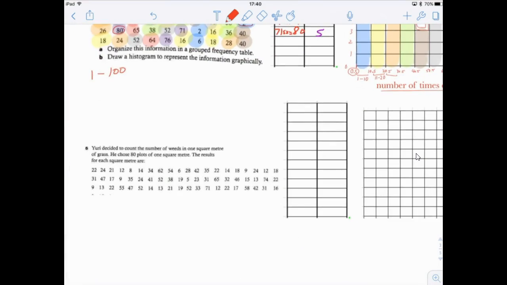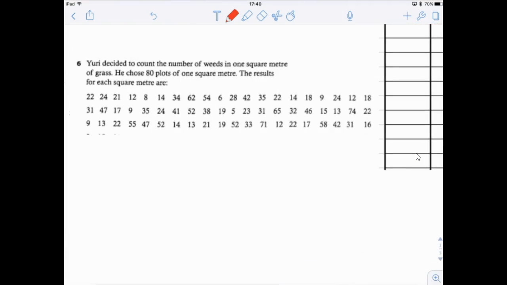The next one is very similar, except it says Yudi decided to count the number of weeds in 1 square meter of grass. He chose 80 plots of 1 square meter. The results of each square meter are as follows. And we might be able to do a similar division here. Let's see what the biggest number and the smallest number are. Looks like the smallest number might be like 5. Don't know if there's anything smaller than that. And the biggest number that I see is about 74. Anybody see one bigger than that?